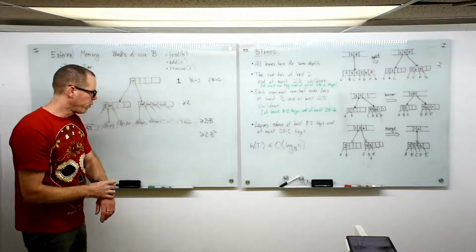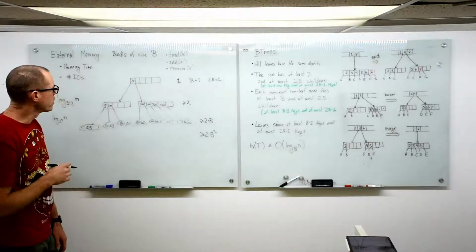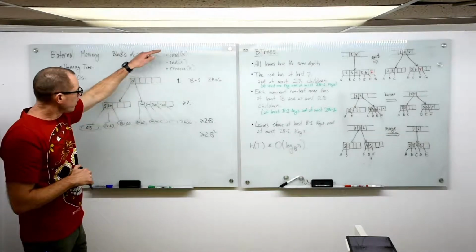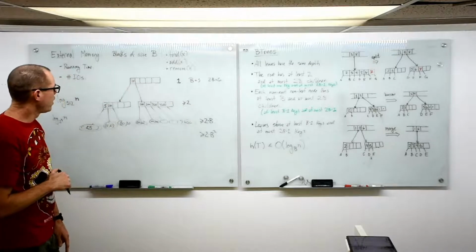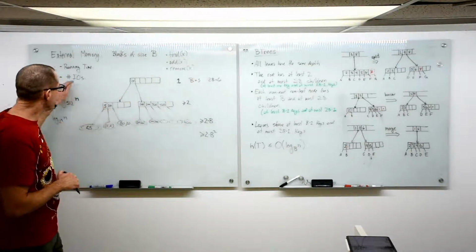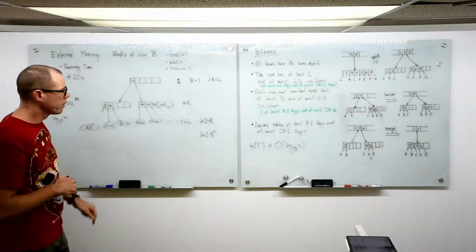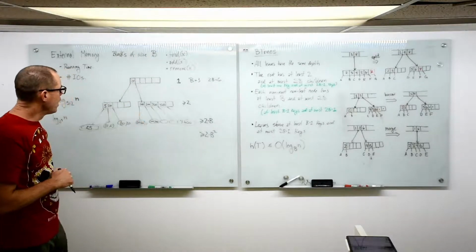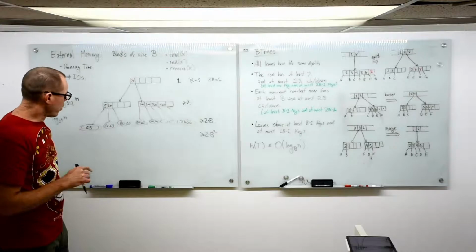So, the 3 basic sorted set operations. We would like to know the running time of these operations, as well as count the number of IOs. Let's look at the find operation. So how does it work?